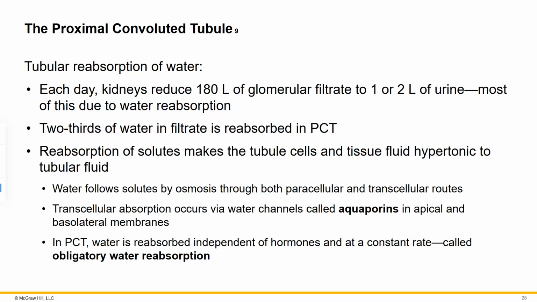Each day, the kidneys reduce 180 liters of glomerular filtrate to 1 or 2 liters of urine. Most of this is due to water reabsorption. Two-thirds of the water in the filtrate is reabsorbed in the proximal convoluted tubule. Reabsorption of solutes makes the tubule cells and tissue fluid hypertonic to the tubular fluid. Water then flows by osmosis. Transcellular absorption via water channels called aquaporins also happens. In the proximal convoluted tubule, water is reabsorbed independent of hormones at a constant rate called the obligatory water reabsorption.